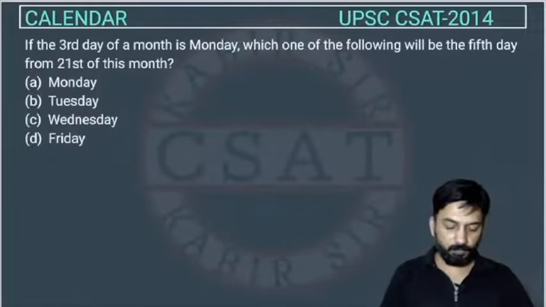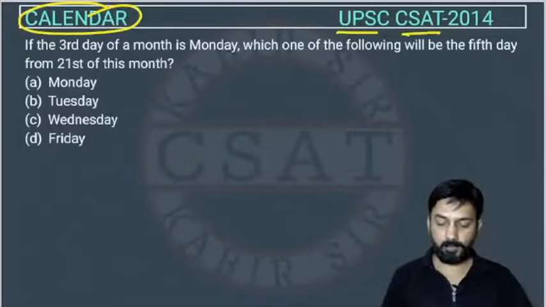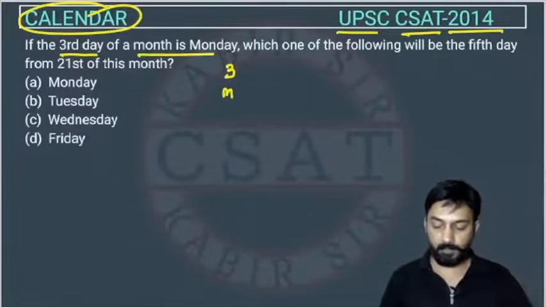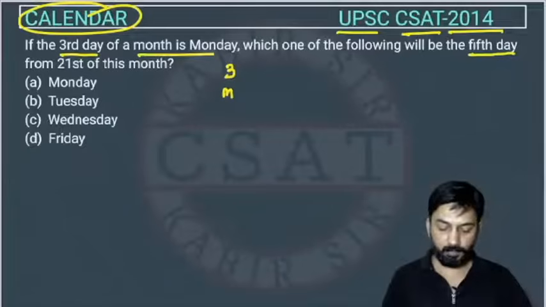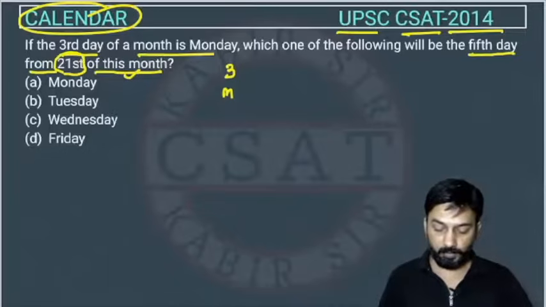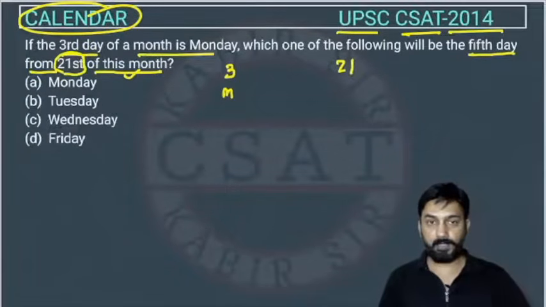So this is a question from the calendar chapter asked by UPSC in their CSAT paper of 2014. If the third day of a month is Monday, so there is a month and on the third day there is a Monday, right? Which one of the following will be the fifth day from the 21st of this month? So it's talking about this month only. So the 21st, right? So he's asking the fifth day after the 21st.